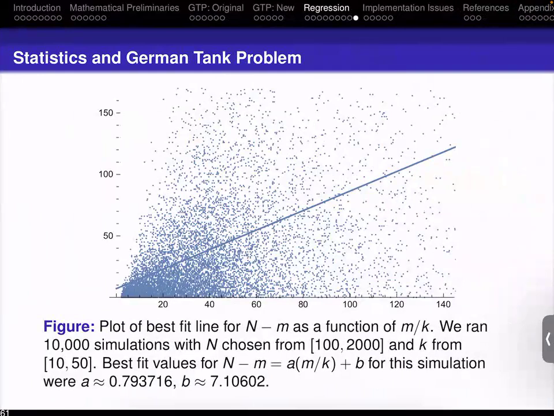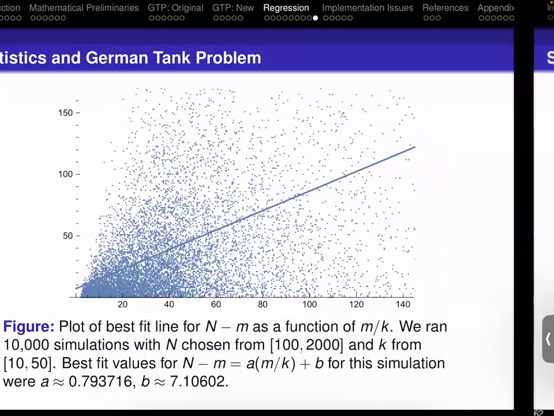So here's trying to do some things for the German tank problem, looking at n minus m as a function of m over k. That almost looks like a tank trajectory being launched off like this. It's really bad. I don't want to go into now why this is really bad. I'll talk about other things that are bad, but if people are interested, just let me know.